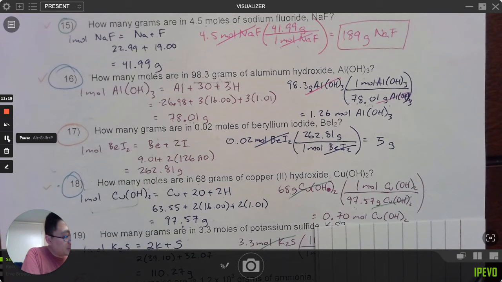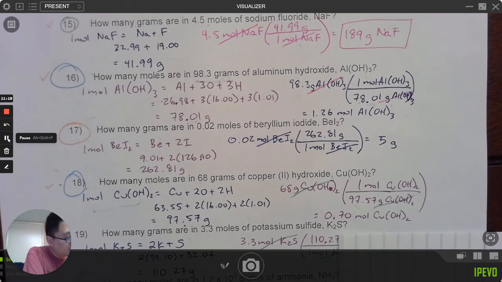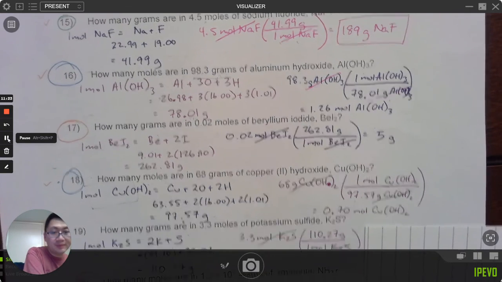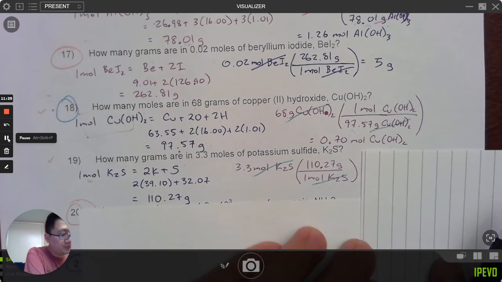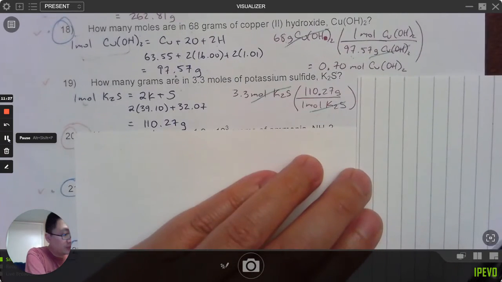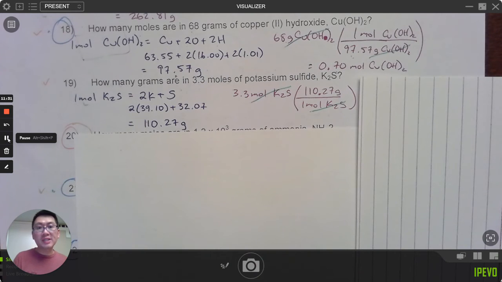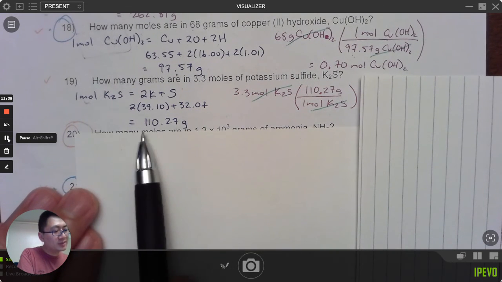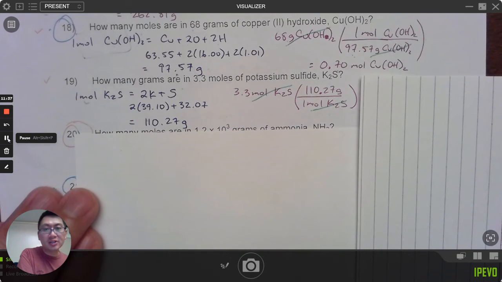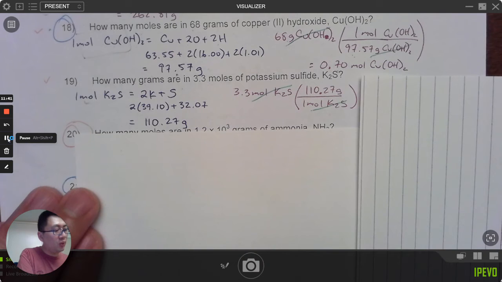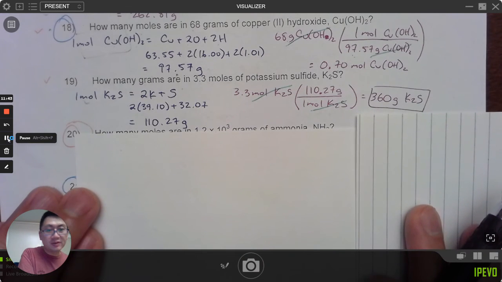Next question. After a while, these should hopefully be a little bit repetitive. Next question, number 19. How many grams are in 3.3 moles of potassium sulfide? Find the molar mass, or how much 1 mole of potassium sulfide is. It weighs 110 grams. So 3.3 moles would be 3.3 times 110, or 360.